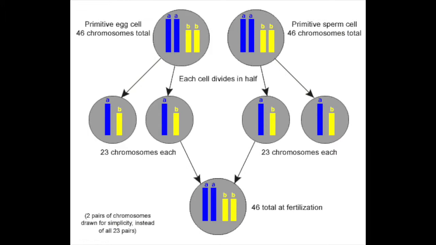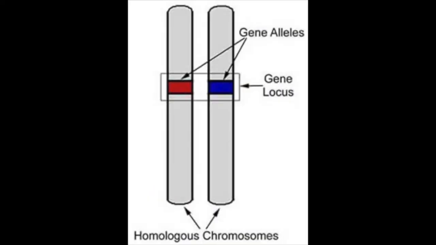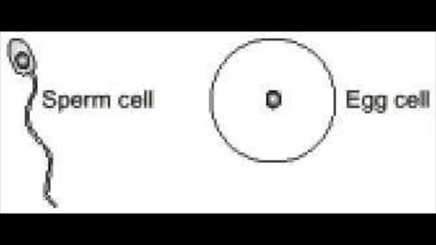Those pairs of chromosomes are similar but not identical because they contain different genes or alleles in the same spot for any given trait. Because they are similar, they are called homologous chromosome pairs. There are some special cells that have only 1/2 of that amount, 23 chromosomes. Those are sperm and egg cells.